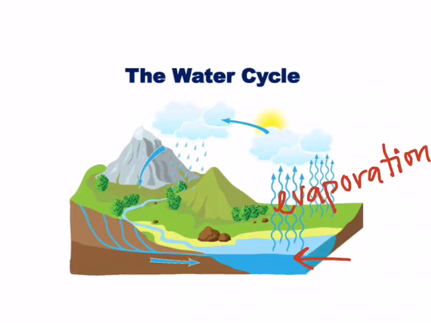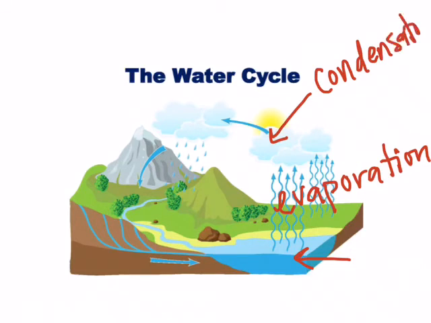Here we have some clouds that we talked about last year in 7th grade. These, of course, would be your cumulus clouds because they're white and puffy. This is condensation, which is when the water molecules are getting cooler, they're coming together, and they're moving into another state.